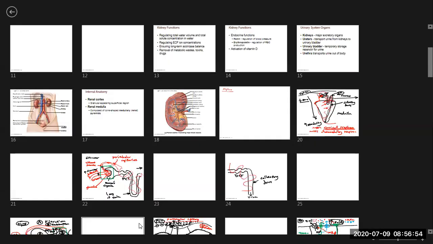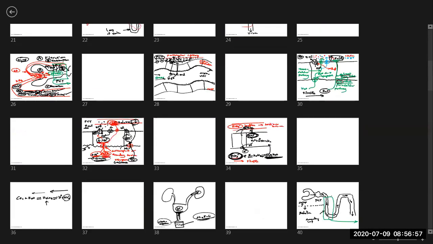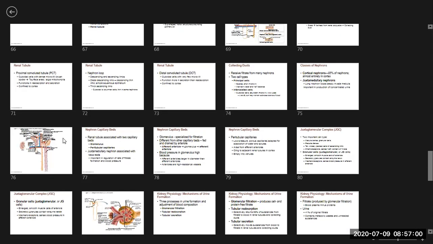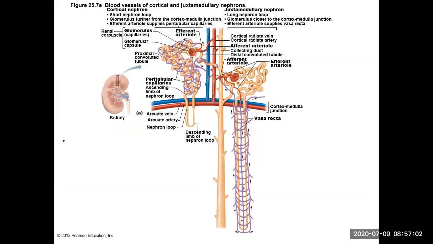But we're just looking at one. There are generally two types of nephrons. 85% of the nephrons are known as cortical nephrons, and about 15% are known as juxtamedullary nephrons. If we want to know the difference between the two, again, in anatomy you discussed, here is a good example of a cortical nephron, and here is a good example of a juxtamedullary nephron.